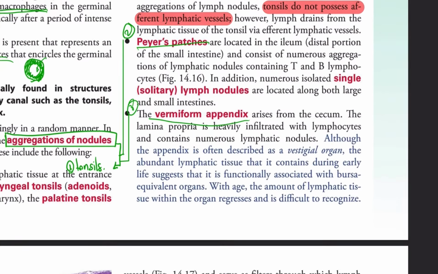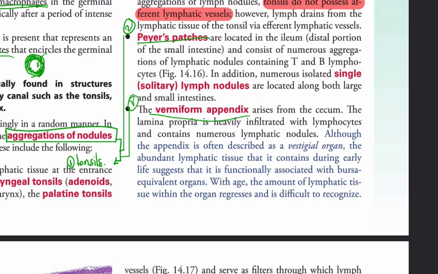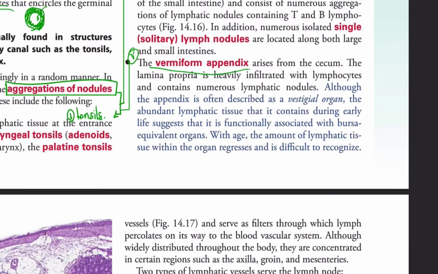And then we have the vermiform appendix. It arises from the cecum. The lamina propria is heavily infiltrated with lymphocytes and contains numerous lymphatic nodules. Although the appendix is often described as a vestigial organ, the abundant lymphatic tissue that it contains during early life suggests that it is functionally associated with bursa equivalent organs. With age, the amount of lymphatic tissue within the organ regresses, and it is difficult to recognize.